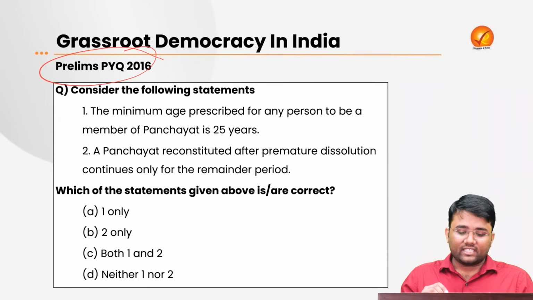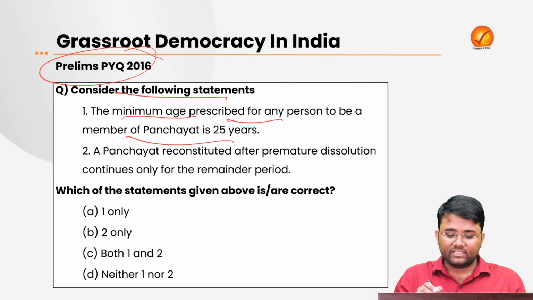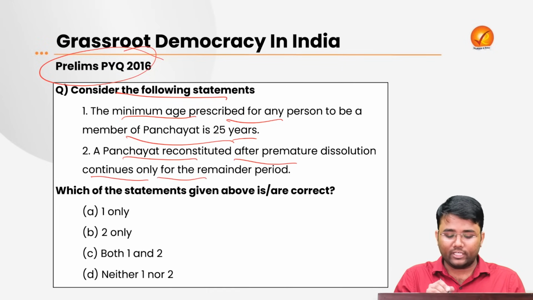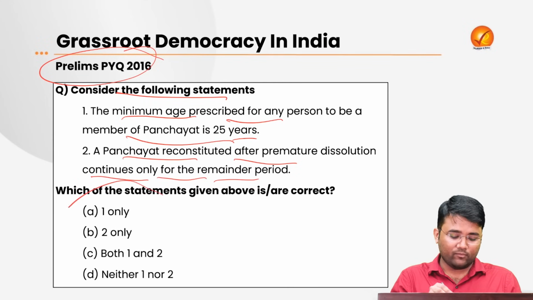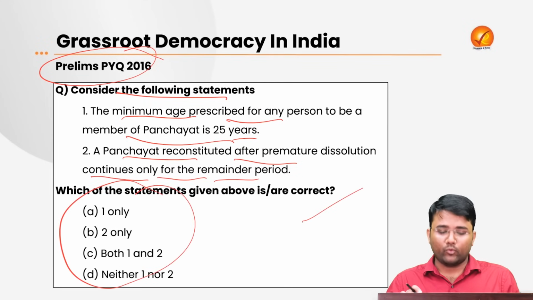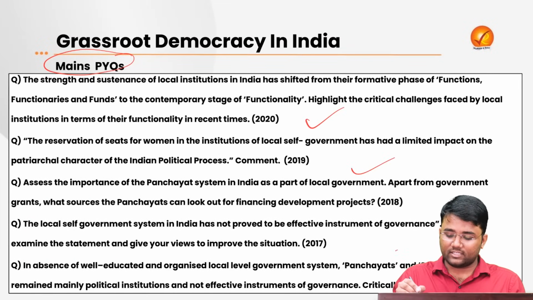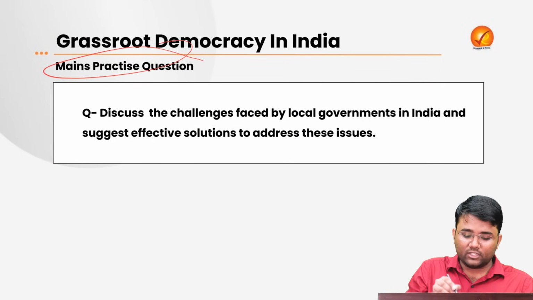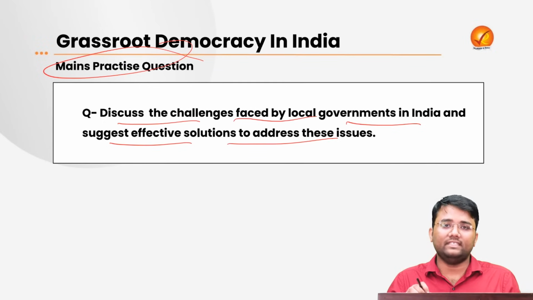Now, a prelims previous year question that was asked in 2016: consider the following statements: the minimum age prescribed for any person to be a member of panchayats is 25 years, and a panchayat reconstituted after premature dissolution continues only for the remainder period. Now, you people tell your answers in the comment box on what should be the correct answer for this particular question. You can see there are multiple mains previous year questions that were asked from this particular topic, and that shows that this topic, local self-governance, is one of the important topics for your exam. A mains practice question from this topic: discuss the challenges faced by the local governments in India and suggest effective solutions to address these issues.